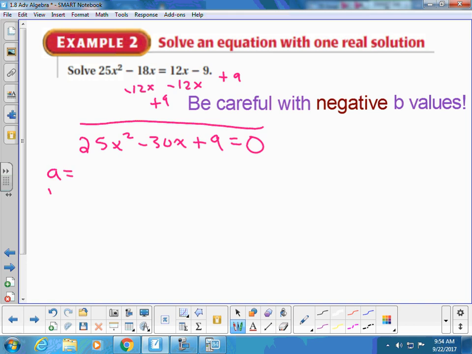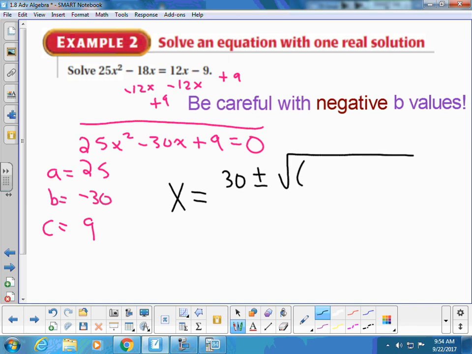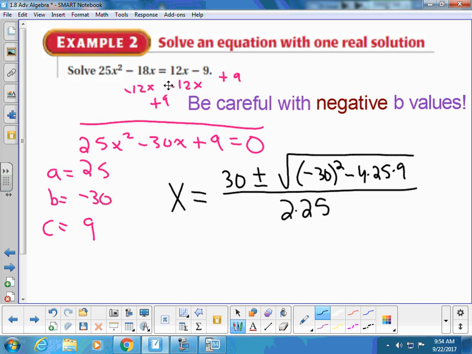All right, so A, B, and C. What we got? A, 25. B, negative 30. And C is 9. So we're going to sing real slow, don't go too fast, so I can get these numbers plugged in. Teach me how to factor. X equals the opposite of B plus or minus square root of B squared minus 4AC all divided by 2 times A.